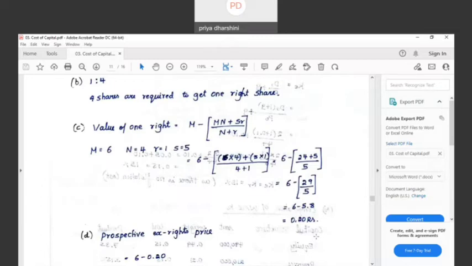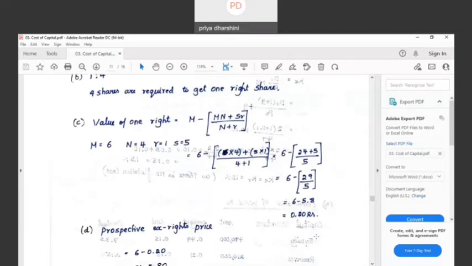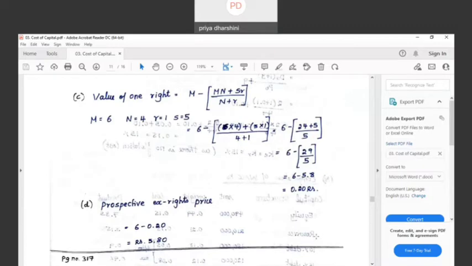The last part of the question, what is the prospective X rights price? What do you mean by X rights? Excluding the rights value, how much is the share price? That is what you call the X rights price. 6 rupees is the share price. The value of right is 0.2. So excluding the rights value, the share price is 5.8. Is it understood?